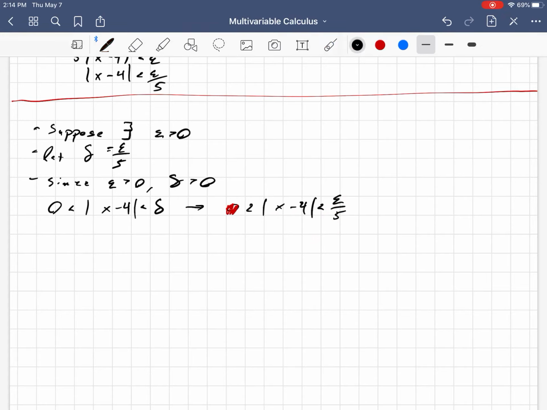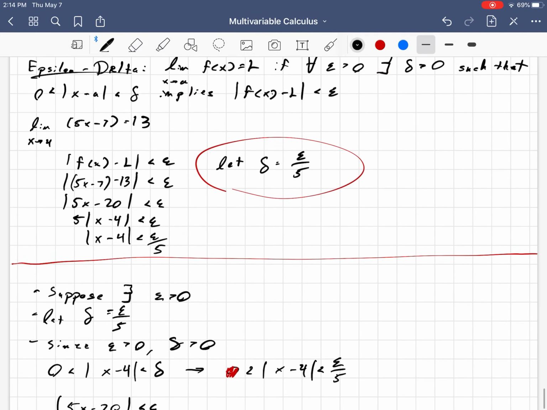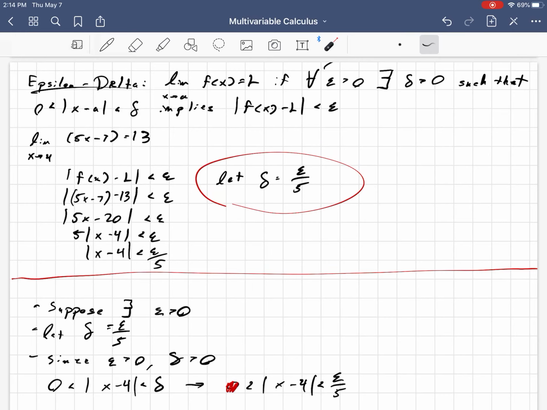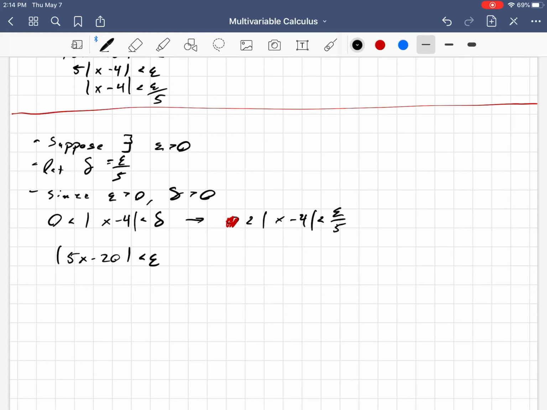We can now multiply by this 5, and we can put it inside the absolute value since 5 is a positive constant. And so we'd get the absolute value of 5x minus 20 is less than epsilon, which we could break up into, we want f of x minus L. So we want a 5x minus 7 minus a 13. And we can break it up into exactly that. So that tells us that the absolute value of 5x minus 7, or our f of x, minus our L, our 13, is less than our epsilon. And that's okay because negative 20 is negative 7 minus 13.